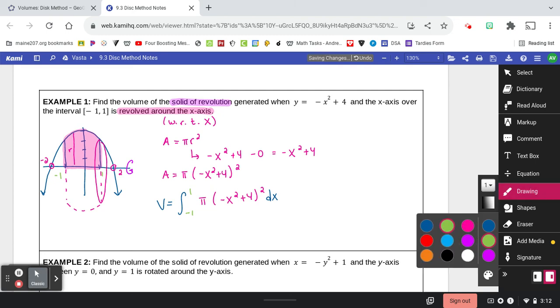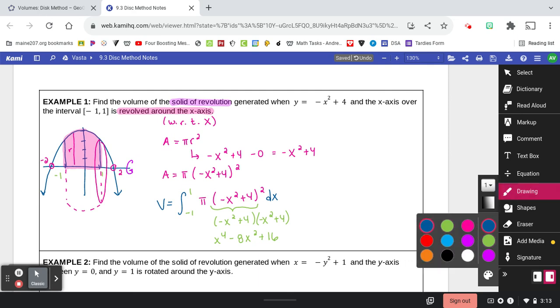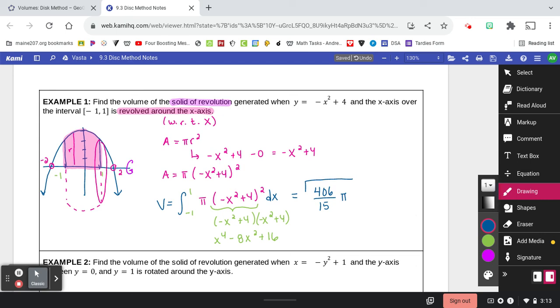Now, I'm not going to work out this whole problem by hand, but I am going to give you a hint. If you were going to do this whole thing by hand, you would need to multiply out this parentheses before you could do the antiderivative. So you would need to actually write that twice and then distribute. So you would get x to the fourth minus 8x squared plus 16. And then by doing that, you would be able to continue and do the antiderivative and plug in your numbers. And when you do all of that, you should get 406 over 15 pi. And that would be your volume.